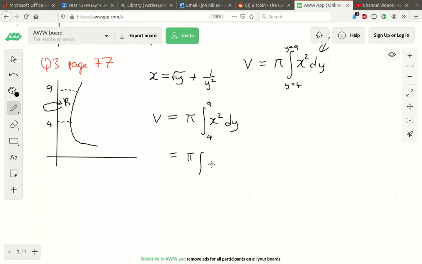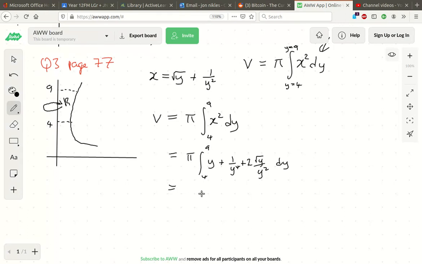Okay, what is x squared? Because this is telling us to integrate with respect to y, so we've got to put everything in terms of y. So we'll have to square that out first, and that's going to give us y plus 1 over y to the 4 plus root 2 times root y over y squared, yeah? dy between 9 and 4.